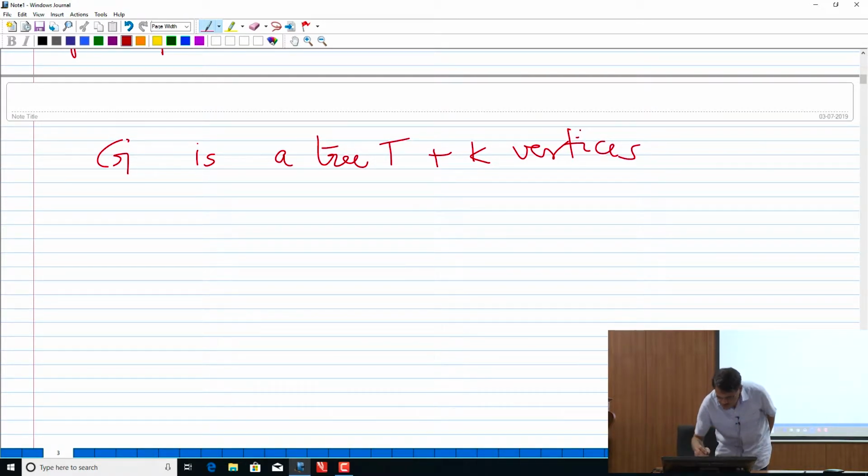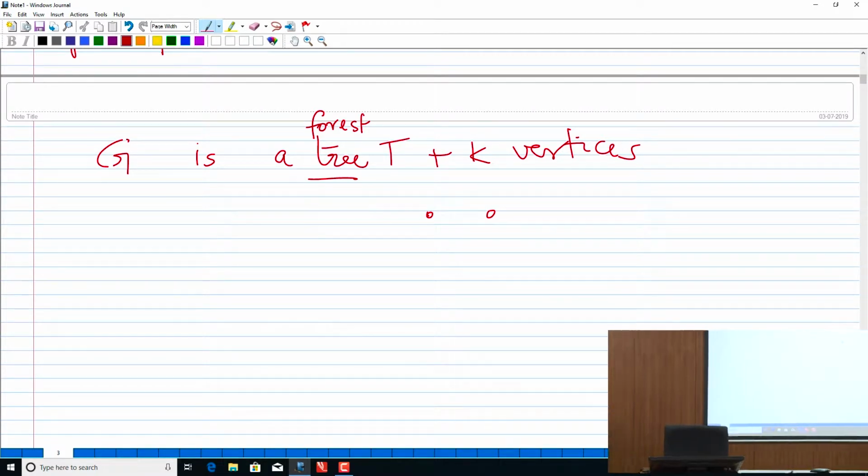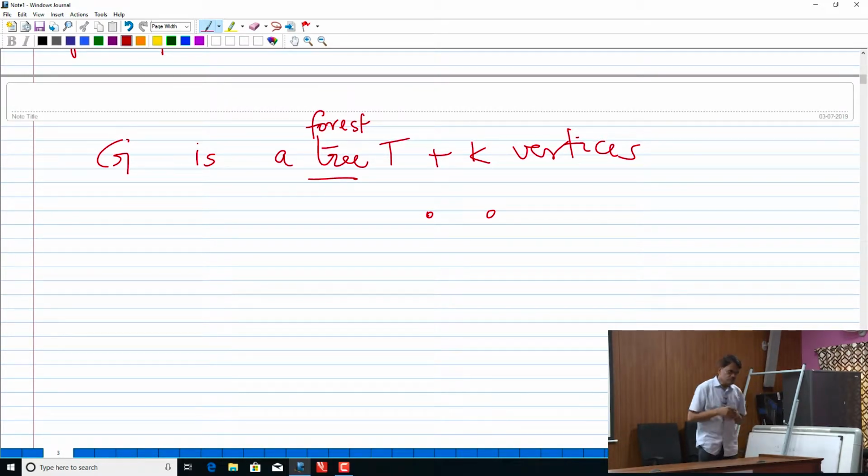So what does that mean? So there are these k vertices, or not even a tree. Let's even say a forest. Right, this whole thing, whatever we did, also works for a forest. Right, if I give you a forest and I want to find the minimum vertex cover, what will you do? So you have a graph, let's say given in the form of an adjacency list or adjacency matrix, right? And I tell you it is a forest.